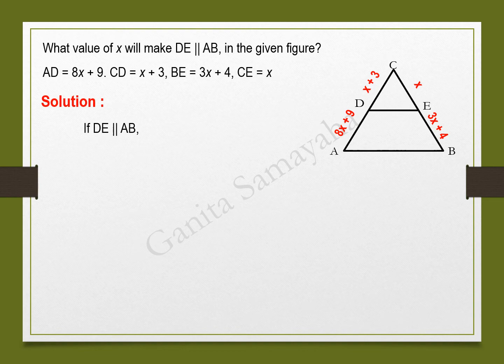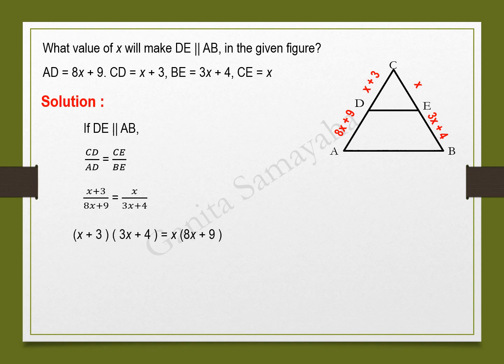So if DE is parallel to AB, then we know that CD by AD is equal to CE by EB. Substitute all the values in terms of X that you are given. Then simplification is first you cross multiply them. X plus 3 into 3, X plus 4 is equal to X into 8, X plus 9. Simplify it and then we get a quadratic equation here, 5x squared minus 4x minus 12 equal to 0.